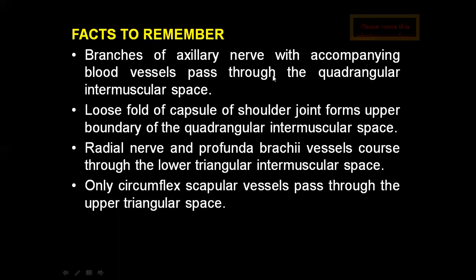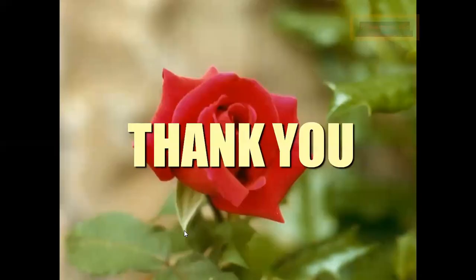Branches of the axillary nerve with accompanying blood vessels pass through the quadrangular intermuscular space, isn't it? The accompanying vessel of the axillary nerve is the posterior circumflex humeral vessel. The loose fold of the capsule of the shoulder joint forms the upper boundary of the quadrangular intermuscular space. Radial nerve and profunda brachii vessels course through the lower triangular space. Very important. These are the facts which you should remember. Only circumflex scapular vessels pass through the upper triangular space.